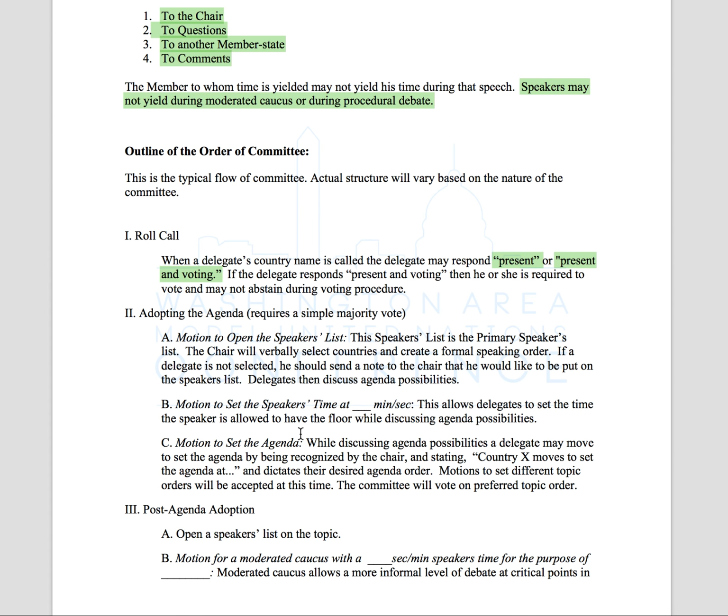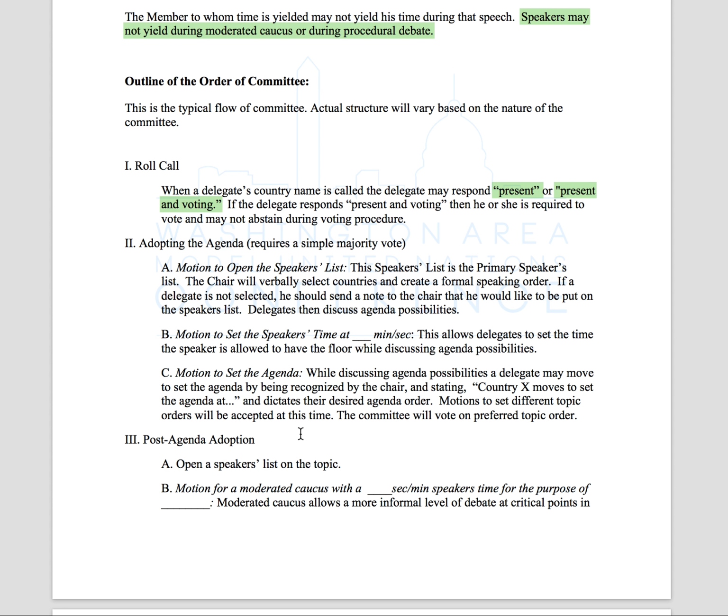So adopting the agenda requires a simple majority vote. Adopting the agenda is really like, what issue are we going to talk about? Then you have a motion to open the speakers list. The speakers list is one where people raise their placard and the chair selects countries and creates an order in which they may speak.